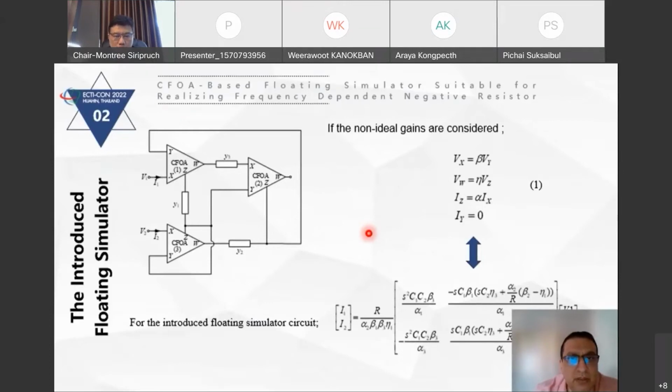For more investigation, a non-ideal analysis of the proposed circuit is also given in the paper. The non-ideal analysis is performed by assuming that Vx is equal to beta times Vy, Vw is equal to eta times Vz, Iz is equal to alpha times Ix, and Iy is equal to 0. If we use these parameters, our matrix equation is changed to the formula given here, and you can see that the parameters will affect the matrix equation.